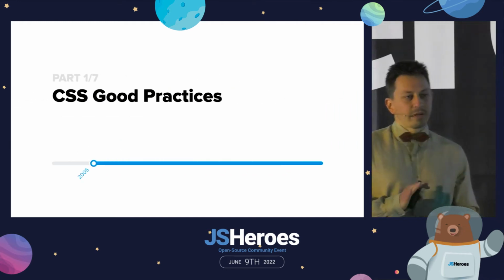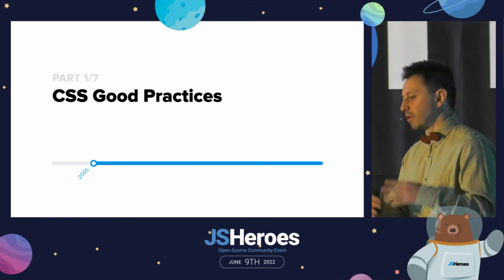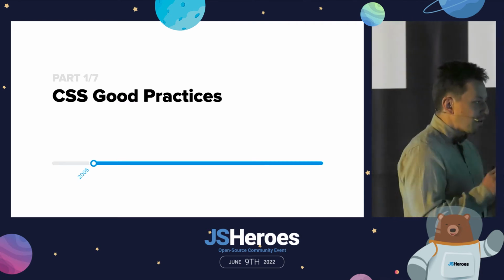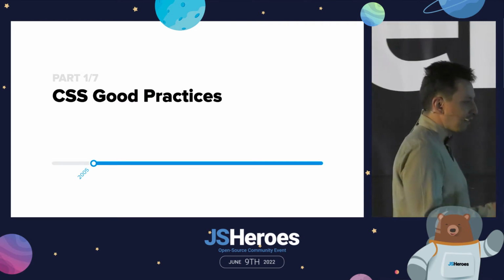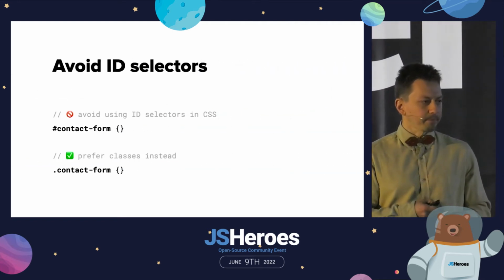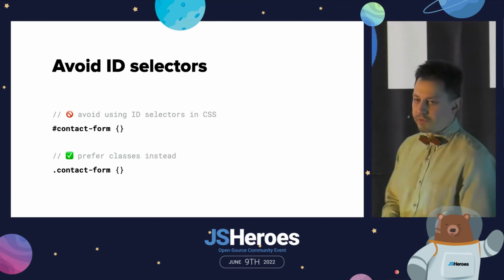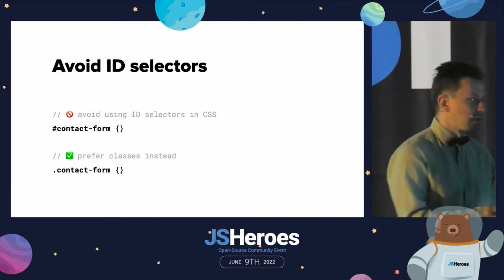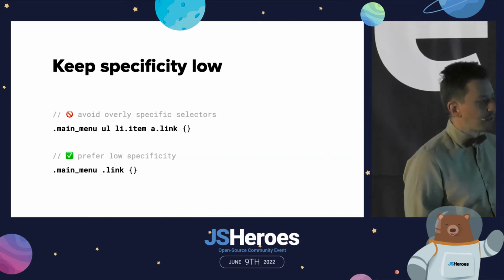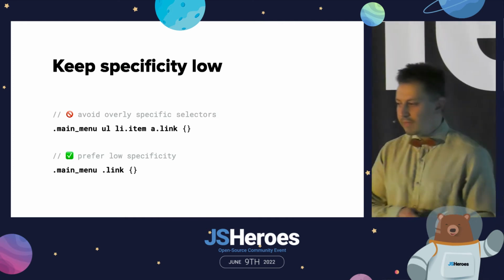Therefore, around the same period, in 2005, the first good practices started to surface in various blog posts. There are so many of them, we won't cover them in detail, but there are a few that still apply even today. For instance, avoiding ID selectors in CSS definitions and preferring classes instead, as they are more flexible. Or trying to keep the specificity as low as possible and avoiding overly specific and superfluous selectors.